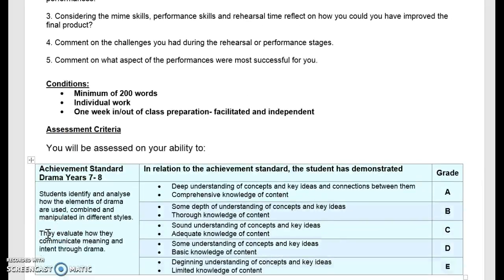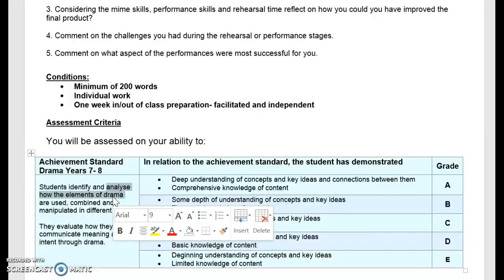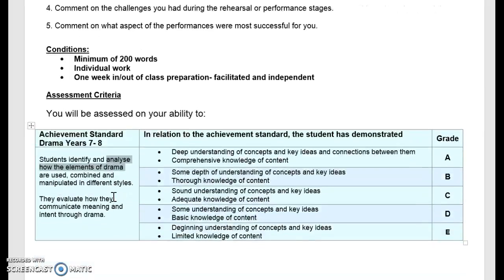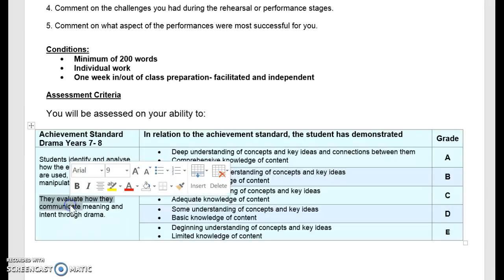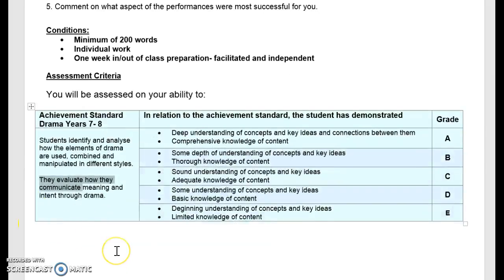Here is what you're being assessed on. Again, you're being assessed on your ability to identify those skills and then to analyze them. So that means to pull them apart and give examples of where you use them. You're also going to evaluate your own performances. You're going to weigh up what was good, what was not so good, and how those skills that you learned were used to communicate meaning in your mimes.